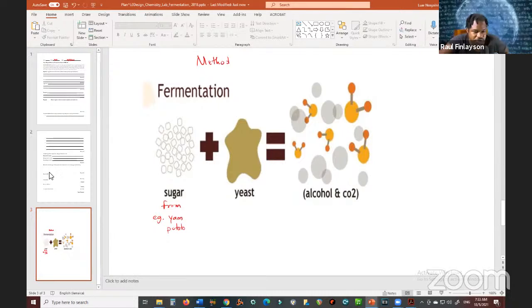All right. Research is easy. You just need something to measure out the sugar. You need the yeast. You need a container to put the yeast and the sugar in. Yeah, of course, you're going to need water.